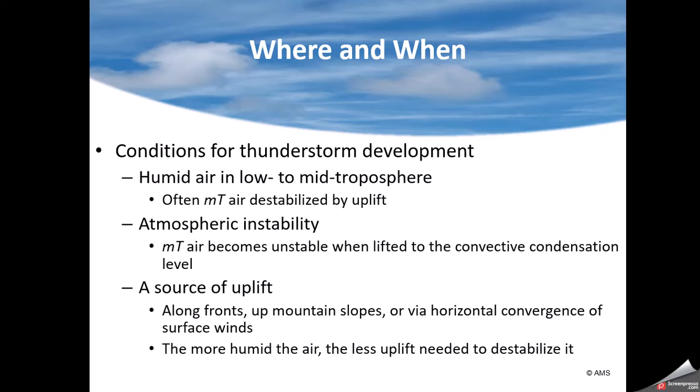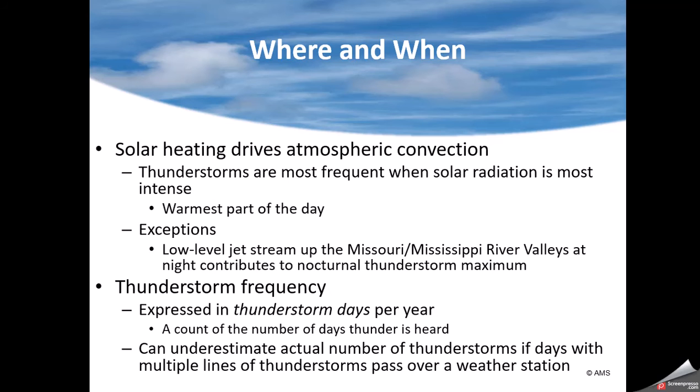Conditions have got to be right. You've got to have a humid air mass, kind of maritime tropical, have some instability and some kind of uplift. Usually a front. Sometimes it might just be a mountain range. Maybe it's a sea breeze. And solar heating definitely drives the convection. So your maximums are typically in the afternoon and evening hours.